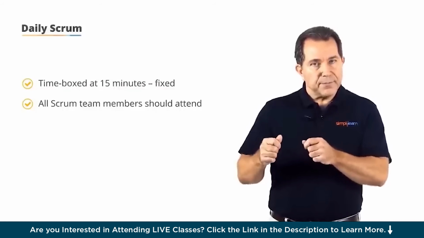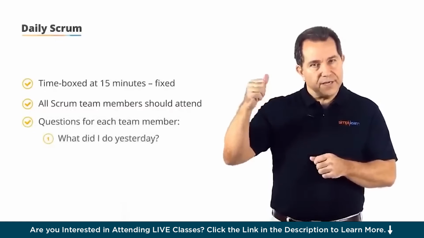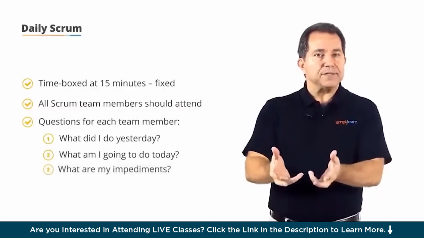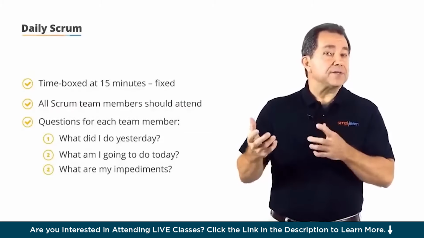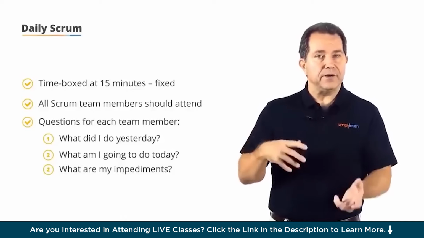Each development team member individually answers 3 questions. What did I do yesterday? What am I going to do today? And what are my impediments? This is how the team members coordinate their work, and the Scrum Master learns of the impediments he or she should be taking care of.